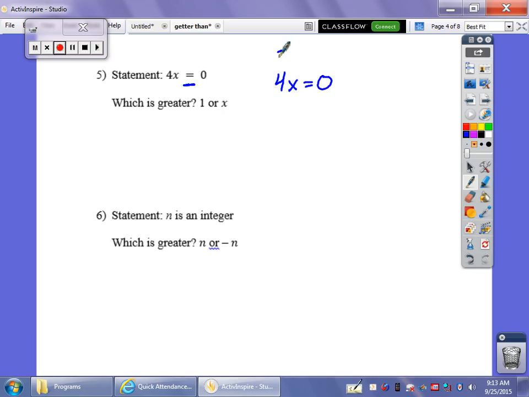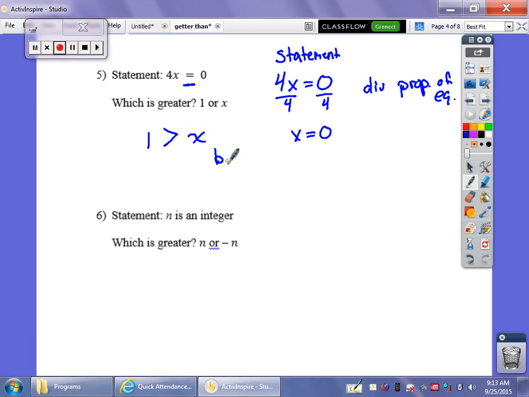So if we look at our statement, 4x equals 0. To solve this, you divide by 4. Divide by 4, that's our division property of equality. And x will equal 0, because 0 divided by 4 is 0. So now if you know that the value of x equals 0, which is greater, 1 or x? Well, 1 is greater than x because x equals 0.